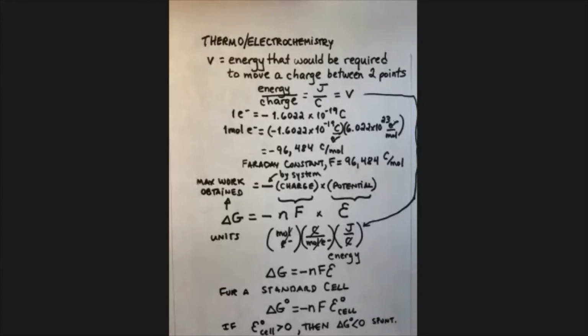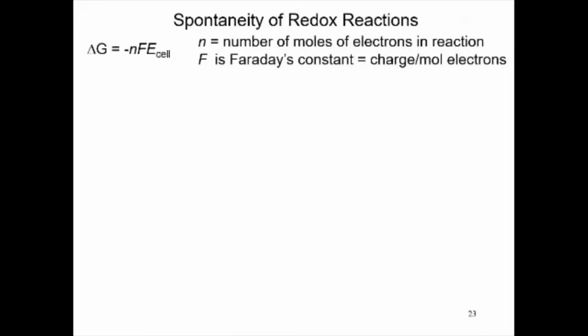Okay, so what we're going to do now is look at this equation we derived, and do one more connection. Let's connect the free energy change with the potential and with the equilibrium constant. In terms of spontaneity, the derivation takes us to this equation that says delta G is minus N times F times the potential of the cell. In this case, N represents the number of moles of electrons being transferred in the reaction, and F is Faraday's constant, which is the charge per mole of electrons.